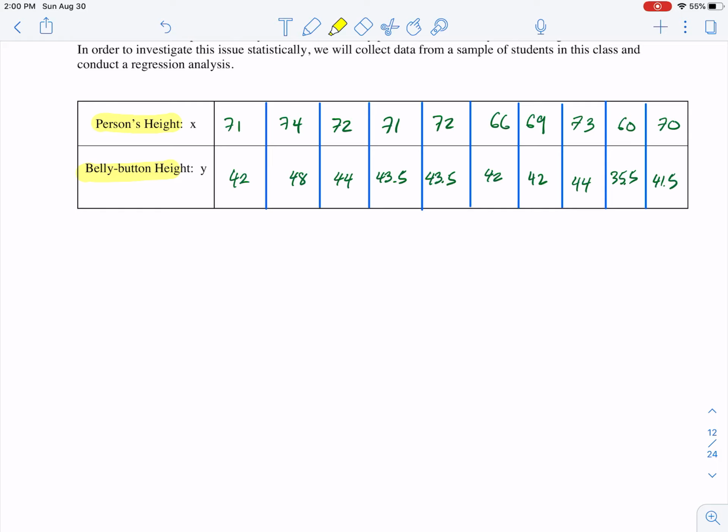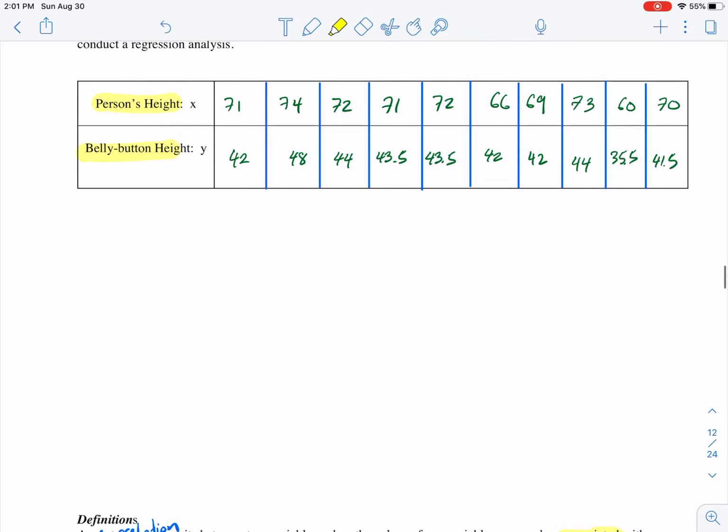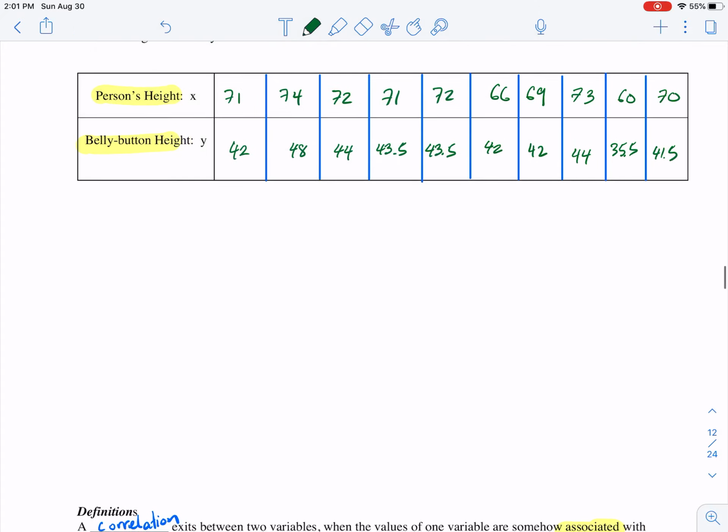Or another example would be, as I spend more time studying, or the number of hours a student spends studying, it's positively correlated to the letter grades that the student gets in the class. Normally, that's the case there. So we'll come back to this example here, but I can touch more on the correlation part.